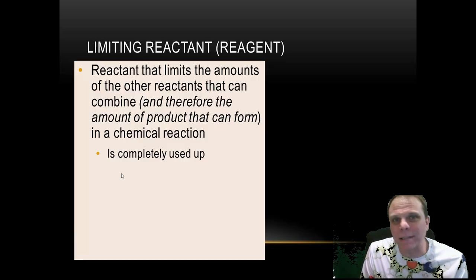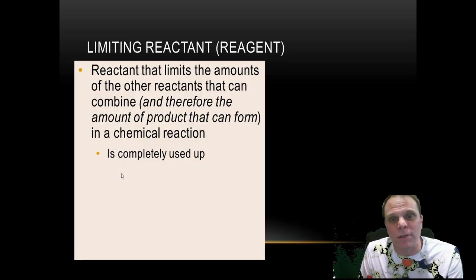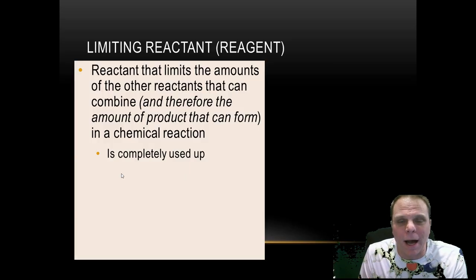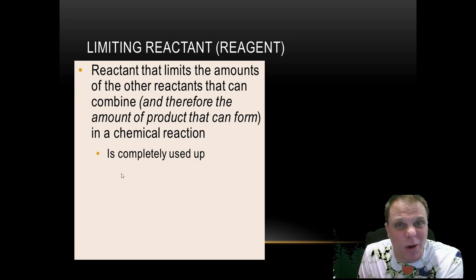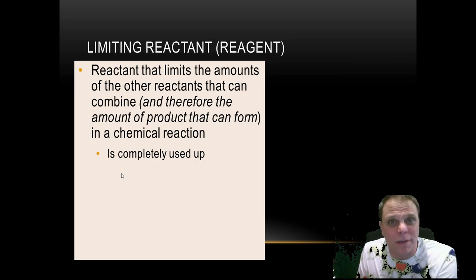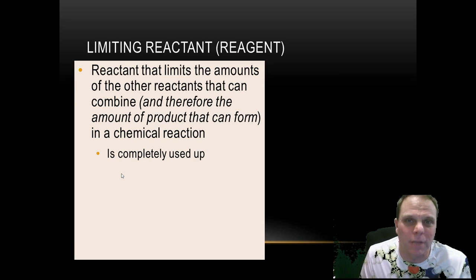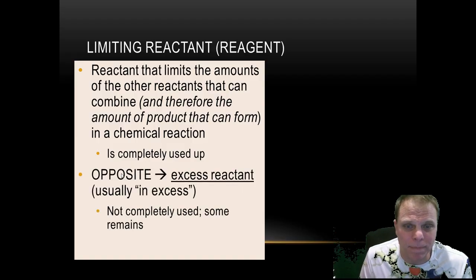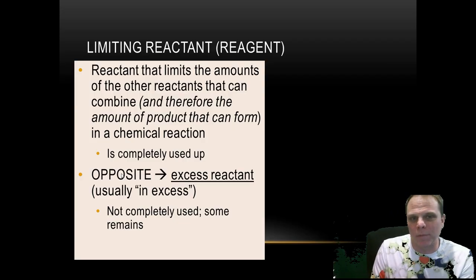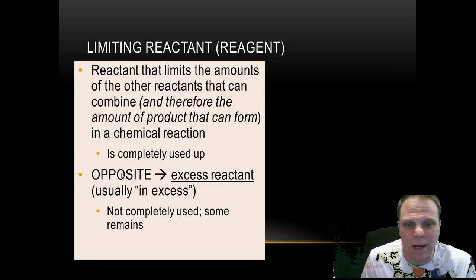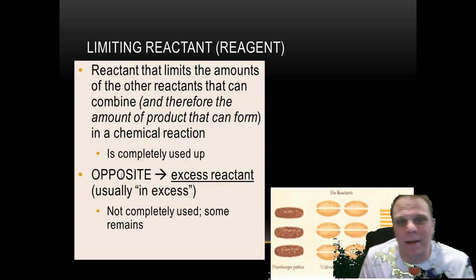The limiting reactant is going to be completely used up. Whichever one gets completely used up, and then there's going to be some left over, the one that's left over is called the excess, and the one that gets completely used up is called the limiting reactant. So we have the limiting reactant and the excess reactant. The excess is not going to be completely used up. Some of it's going to be left over, and the limiting reactant is going to determine how much of the final product I can make.